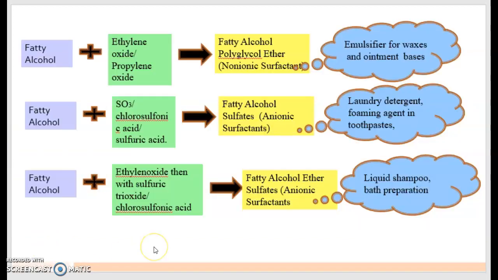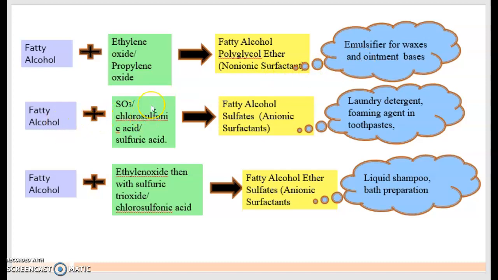Okay, so we go to the uses and applications of fatty alcohol. There are several applications of fatty alcohol, dependent on the chemical added to the fatty alcohol. For example, when we add ethylene oxide or propylene oxide, we produce fatty alcohol polyglycol ether. It is a non-ionic surfactant, usually used as an emulsifier for wax and ointment base.